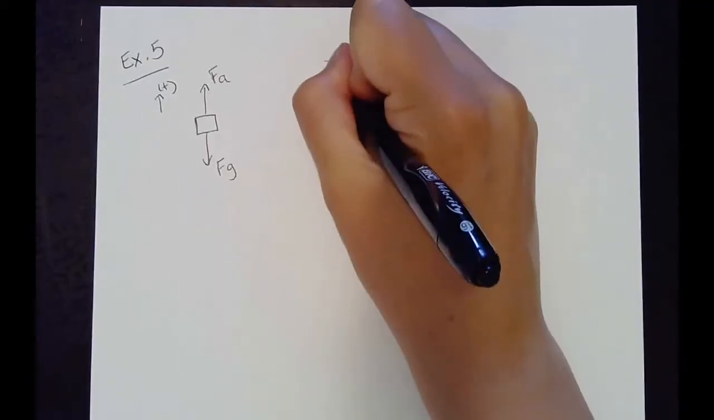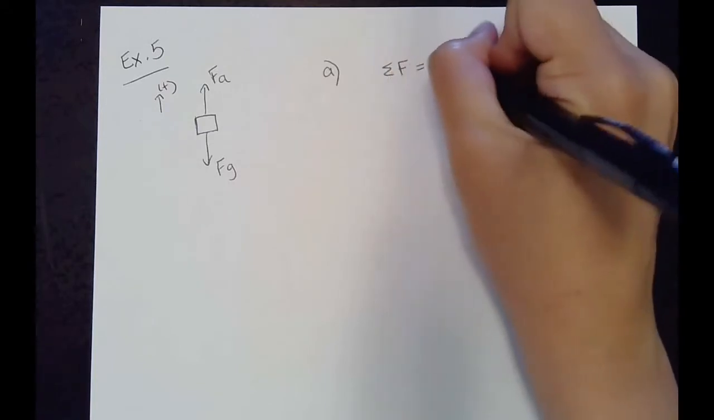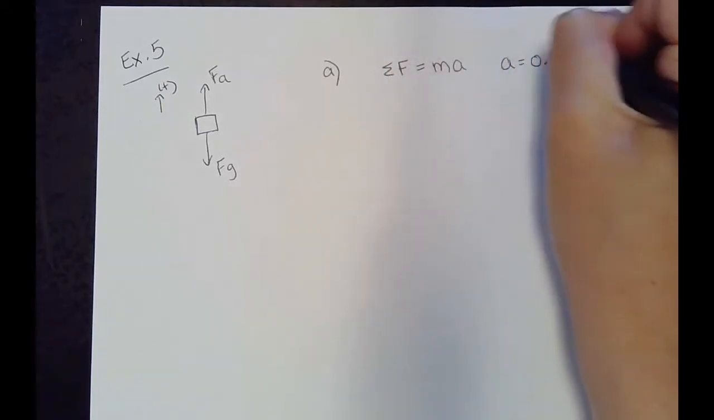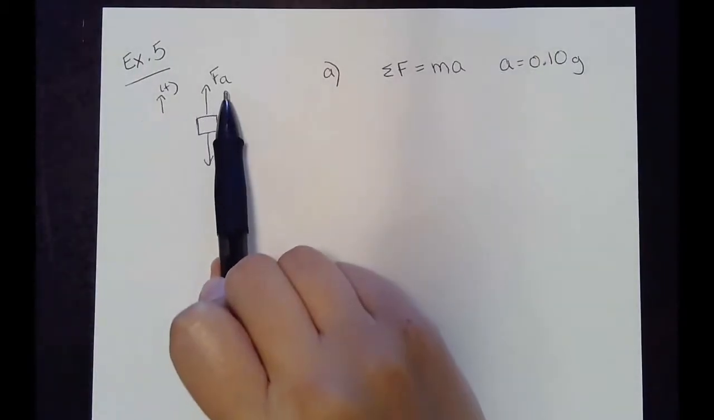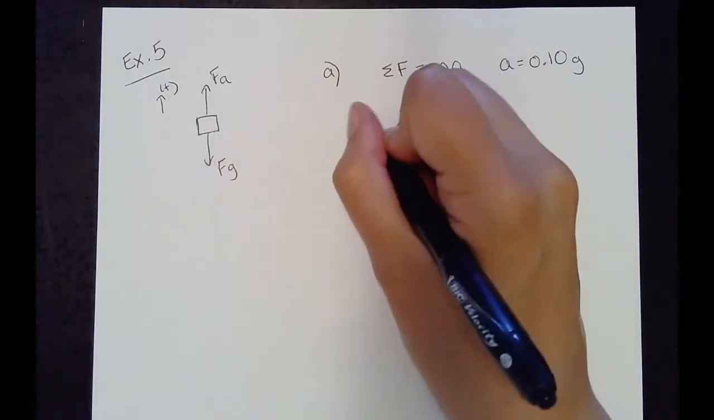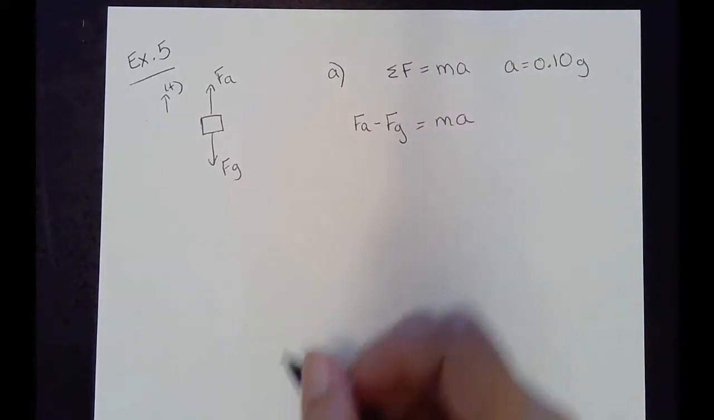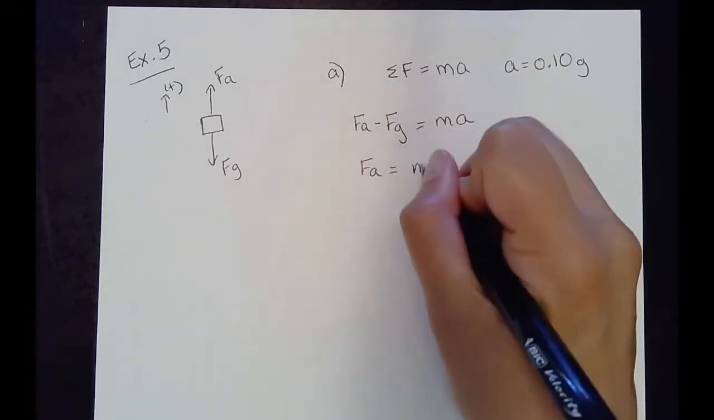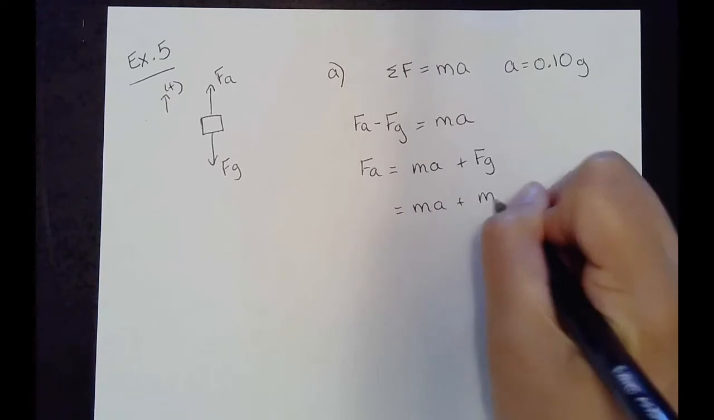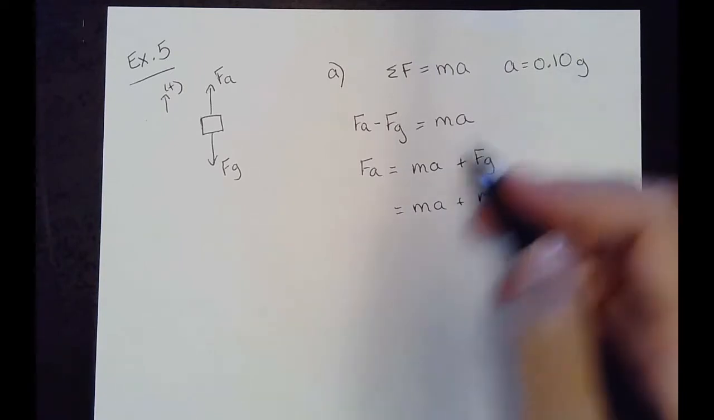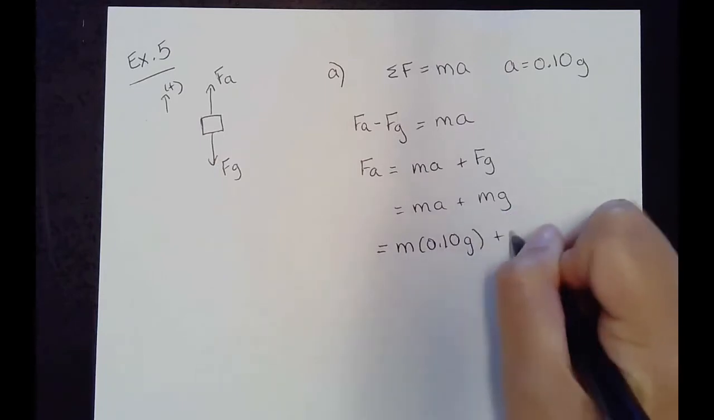Okay, part A is really just a dynamics problem. We know that the rocket has to have an acceleration of 0.10 g upwards. So we can use the net force in order to find the thrust force, which is the applied force here. So I have Fa minus Fg equals ma. So then Fa equals ma plus Fg, which is ma plus mg. And I'll plug in this acceleration now since it's in terms of g's. So that's m times 0.1 g plus mg.